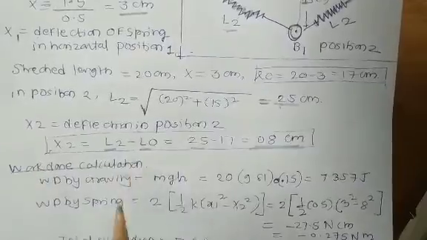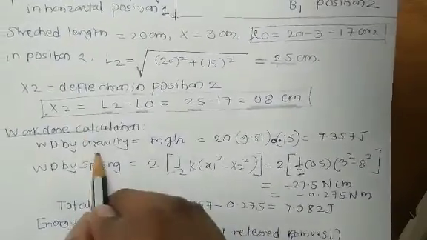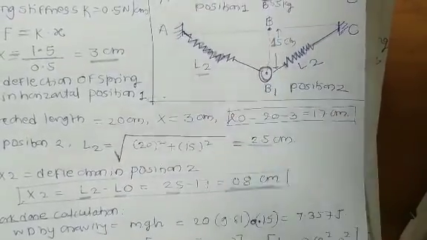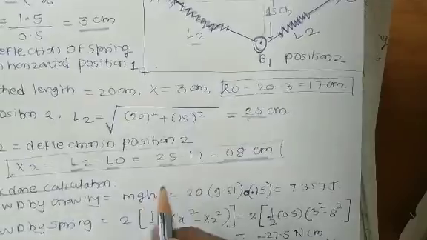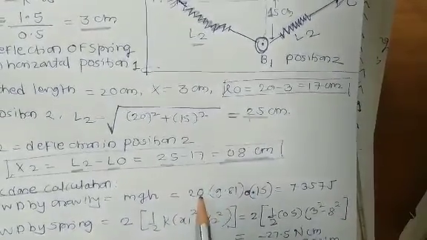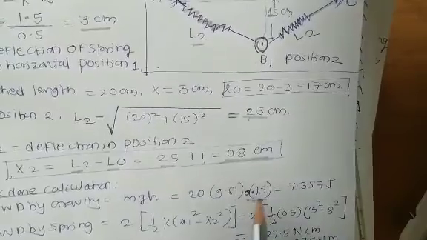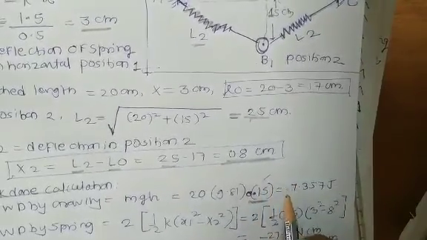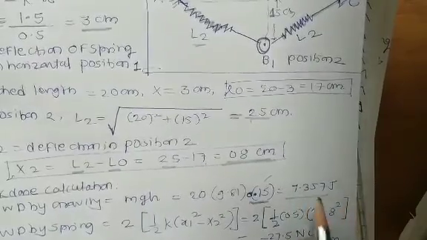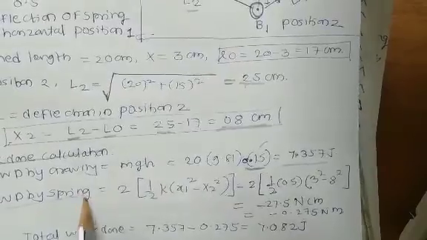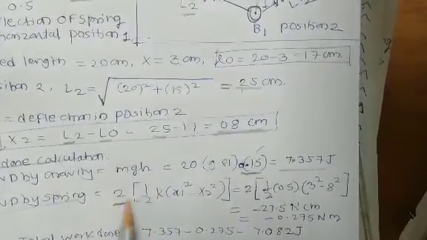Now the work done calculation. First we'll calculate the left part, the work done by gravity. The ball has fallen through a height of 15 centimeter. So that is equal to mgh, and we substitute 20 into 9.81, and h is equal to 15 centimeter, converting into meter is 0.15, and that gives 7.357 joule. Now the work done by spring force. There are two springs, so multiply by 2.